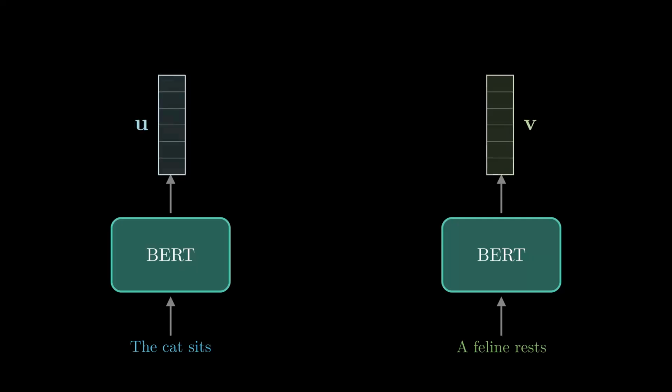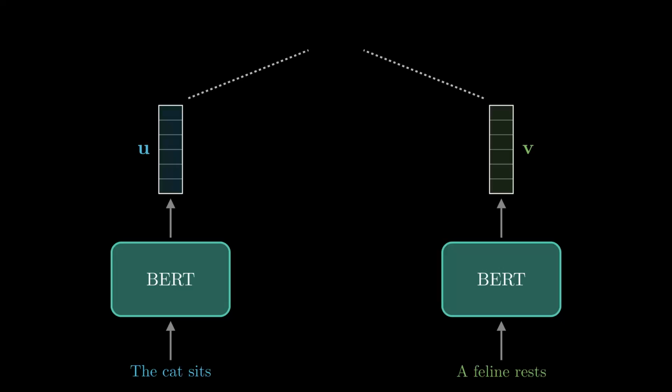Even though the input words were different, cat versus feline, we want their numerical representations to be very similar. Finally, we compare these 2 vectors using a similarity metric, typically cosine similarity. The goal of training is simple. Maximize the similarity score for synonymous sentences. By adjusting the network's weights to pull these vectors closer together, the model learns that cat and feline share a semantic neighborhood in this high-dimensional vector space.